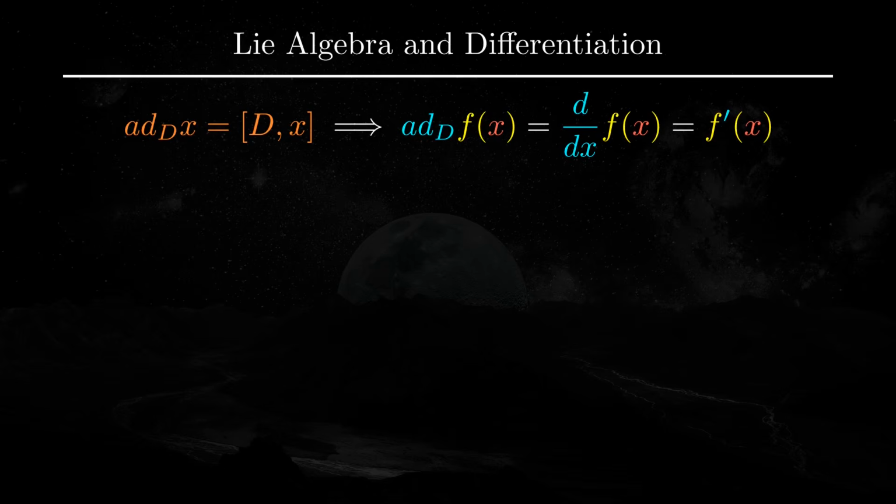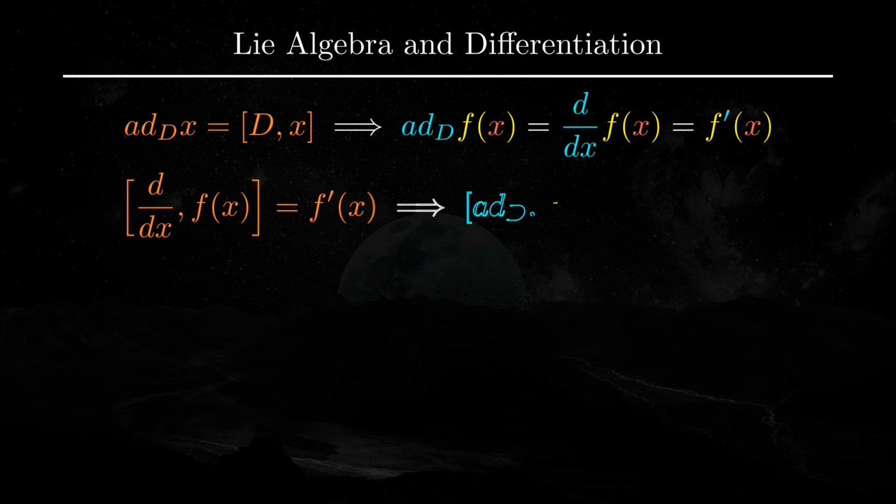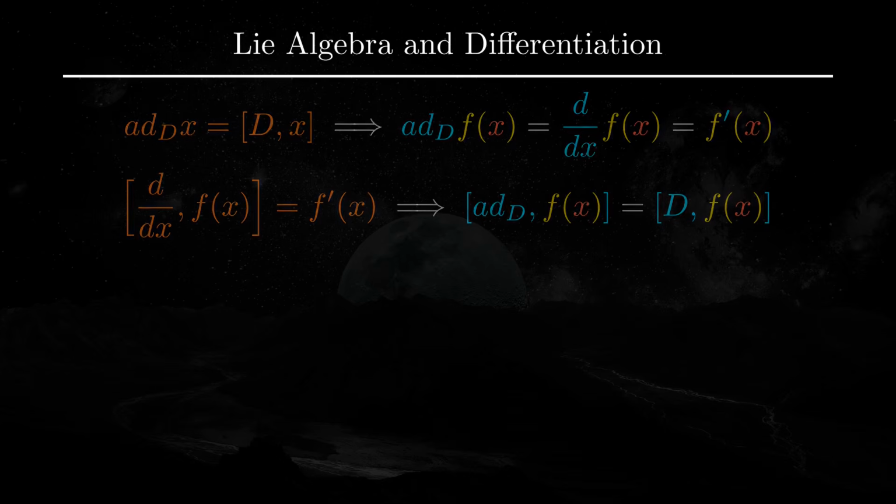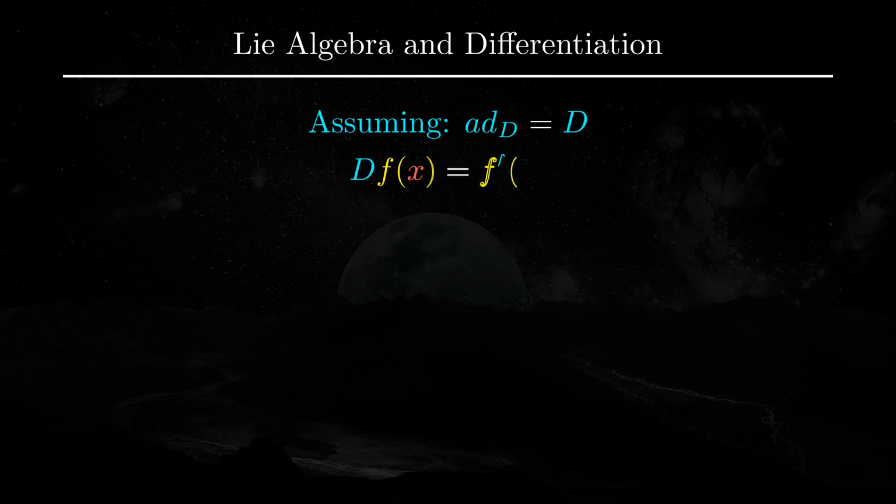Abstractly speaking, if you take the concatenation of an object adjoint d and f of x to be the commutator of d and f of x, then the adjoint d concatenated with f of x is equivalent to the derivative of f of x. Fun fact, the adjoint of d actually behaves the same as d when in the commutator. And if you so choose, you can define d to be the adjoint of d.